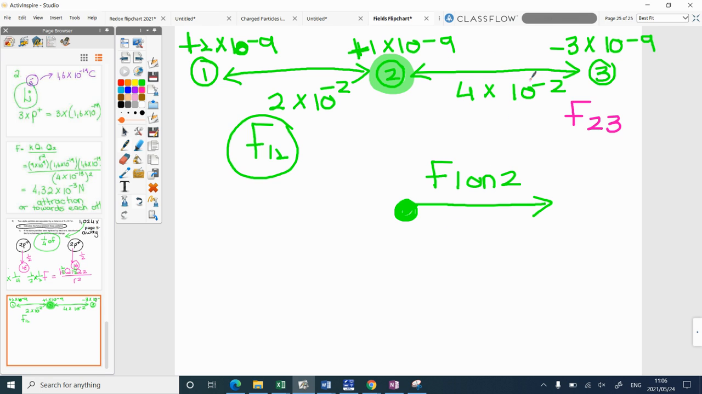Now, which way will this force be pulling Q2 if this is positive and this is negative? To the right. To the right again. There's no angle. Lots of you want to put in angles. You're making it harder than it is. It's not that hard. They said in a straight line. So this is F3 on 2 because we're worried about 2. So there's my free body diagram.